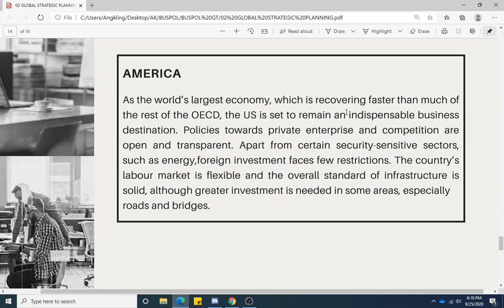So in America naman, the world's largest economy, which is recovering faster than the others, di ba? Policies toward private enterprise are more open and transparent, apart from certain security-sensitive sectors such as energy, and foreign investment faces few restrictions. The labor market of the country is very flexible and the overall standard of infrastructure is solid, although greater investment is needed in some areas, especially roads and bridges.